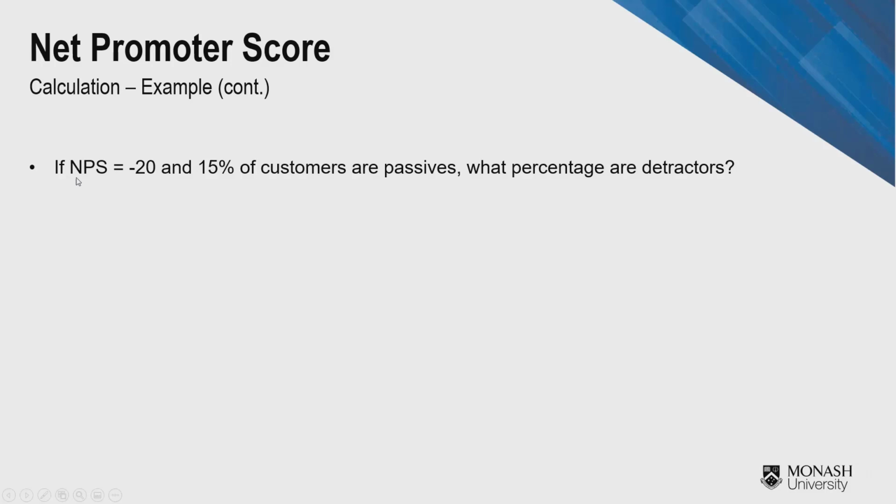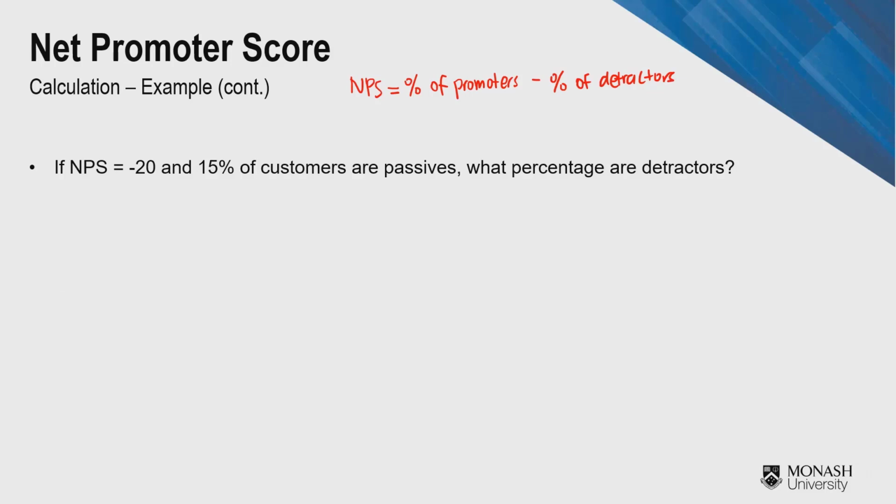So in this question, if NPS or Net Promoter Score is -20 and 15% of the customers are passives, what percentage are detractors? Okay, so let's recap. I'm just going to pull up my pen. So NPS is equivalent to the percentage of promoters minus the percentage of detractors.